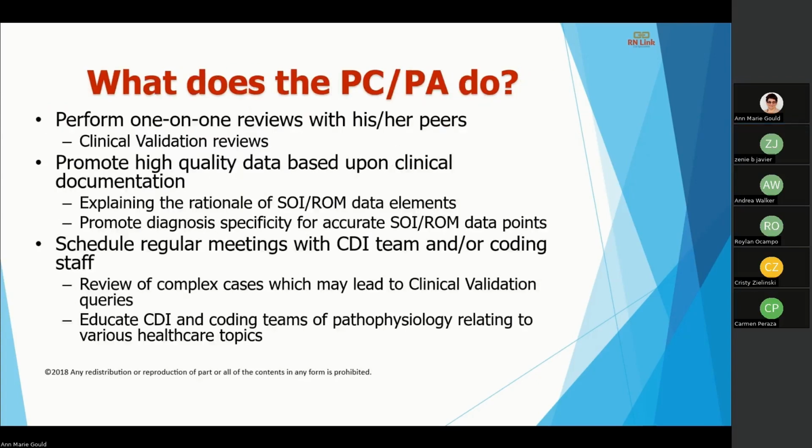So what do they do? They perform one-on-one reviews. They do clinical validation reviews mainly, okay? They promote high-quality data based upon clinical documentation. They explain the rationale, SOI and ROM data elements to the providers when they're doing a peer-to-peer. They promote diagnosis specificity for accurate SOI, ROM data. And we usually have scheduled regular meetings with the CDI team and our coding staff. So we usually have the PA or PC with us during our monthly meetings, when I worked at Henry Mayo.